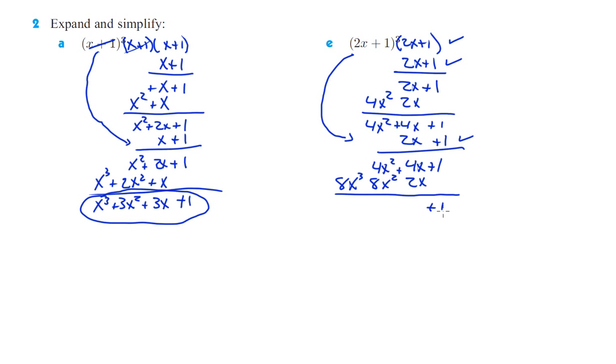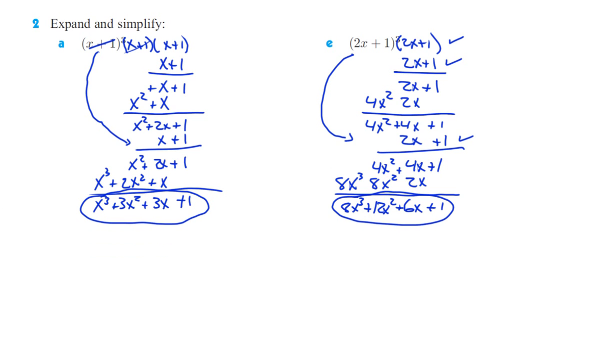Okay, add those all up. That's positive 6x. When I do 2x and 4x, I get 6x. It's a really good idea to put the plus out there before you even start doing the next one, so you don't start mashing a whole bunch of numbers together and not knowing what's going on in between them. 4x squared and 8x squared is 12x squared, and then 8x cubed.